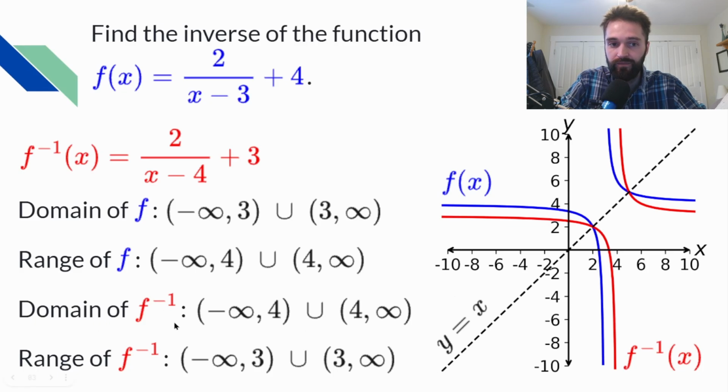The domain of f inverse is the range of f. So these two sets are the same, and the range of f inverse is the same as the domain of f. So these two sets are the same. All right, and once again, we can see that these curves are perfect reflections across the line y equals x.